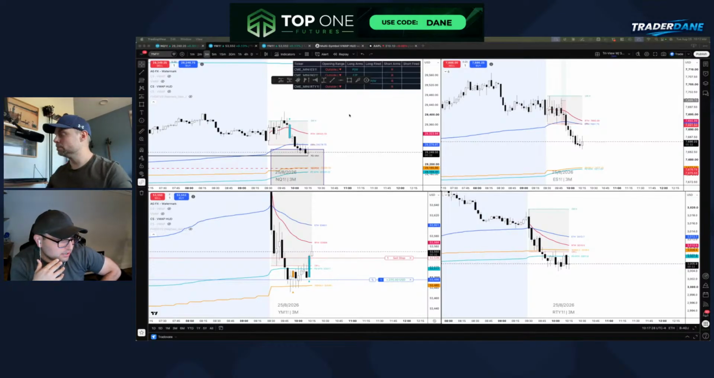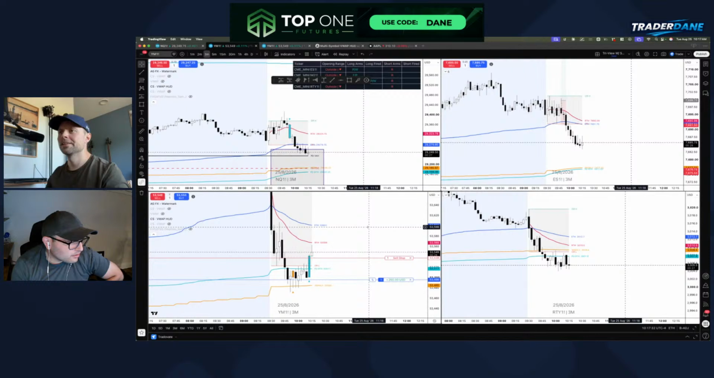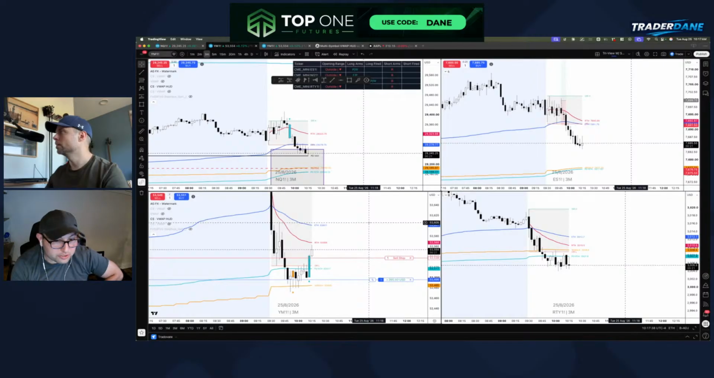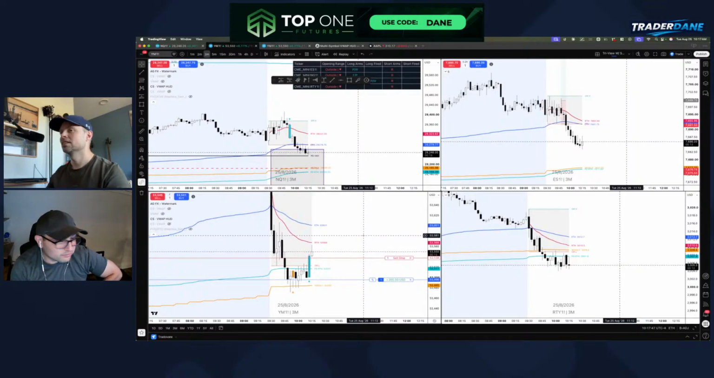So I trailed my stop. Good. Yeah, it's slowing down. We'll see how this candle closes. There's no ticks or ducks at the moment. The last thing was a tick.